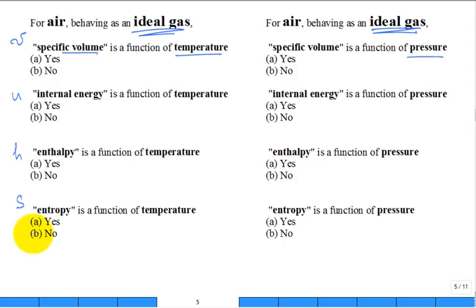So what about the specific volume? Is specific volume a function of temperature? Sure, right? You think about the ideal gas equation, PV is equal to RT, so T may change, and V would be impacted. V is equal to RT over P. Likewise, can you see how pressure could impact V? Yeah. How about internal energy? Is it a function of temperature?